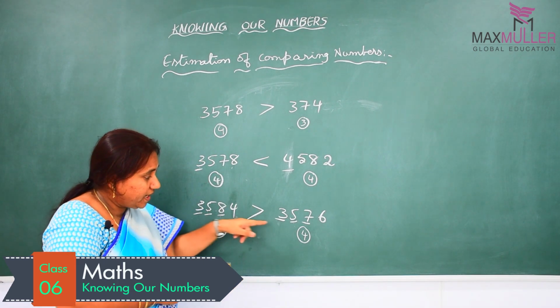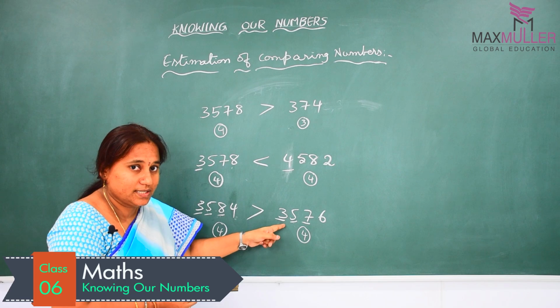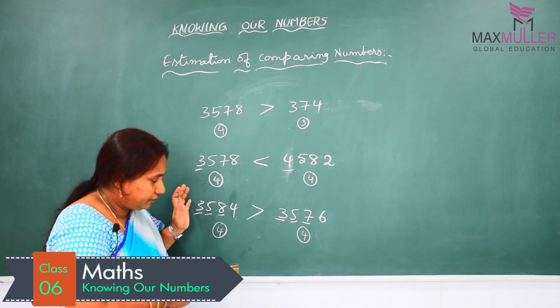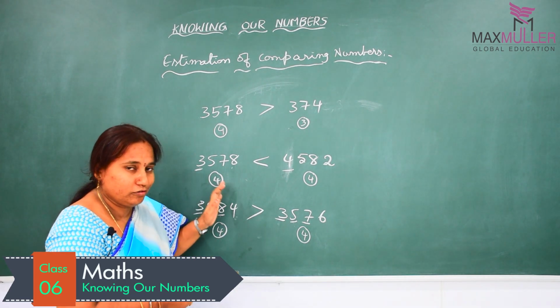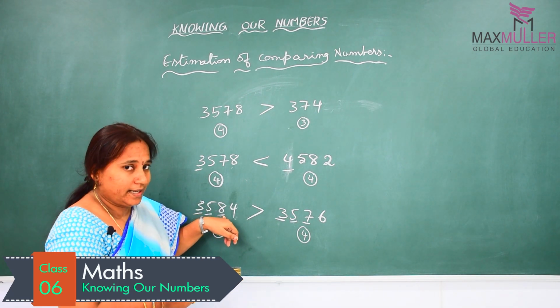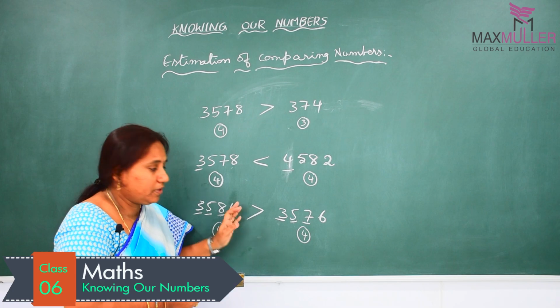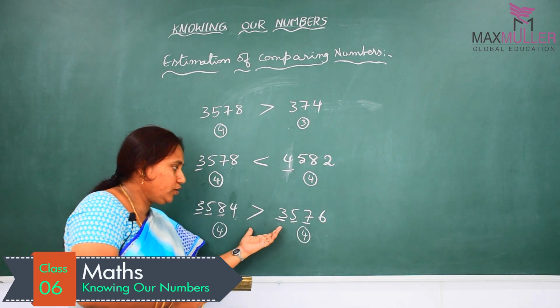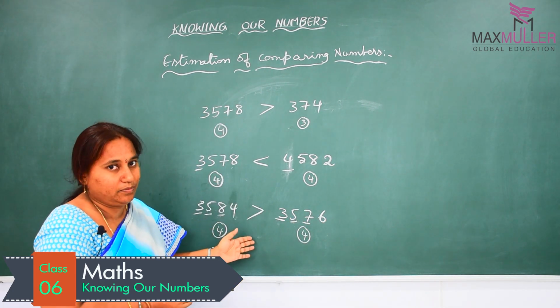If the highest places also have the same numbers, then go next. If the thousands place has the same number, then go to the hundreds. If the hundreds also have the same number, then go to the tens. If the tens place also has the same number, then go to the ones place. Like that you have to compare and we have to arrange these numbers.